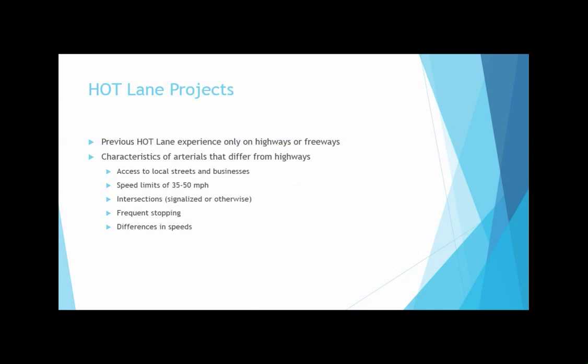There are also intersections on arterials that can be signalized with traffic lights or just signed. There's also frequent stopping due to passenger loading and unloading or deliveries to local businesses or other situations such as bus stops. And due to this frequent stopping and other factors, there's also large differences in speed between the different vehicles on the arterials.